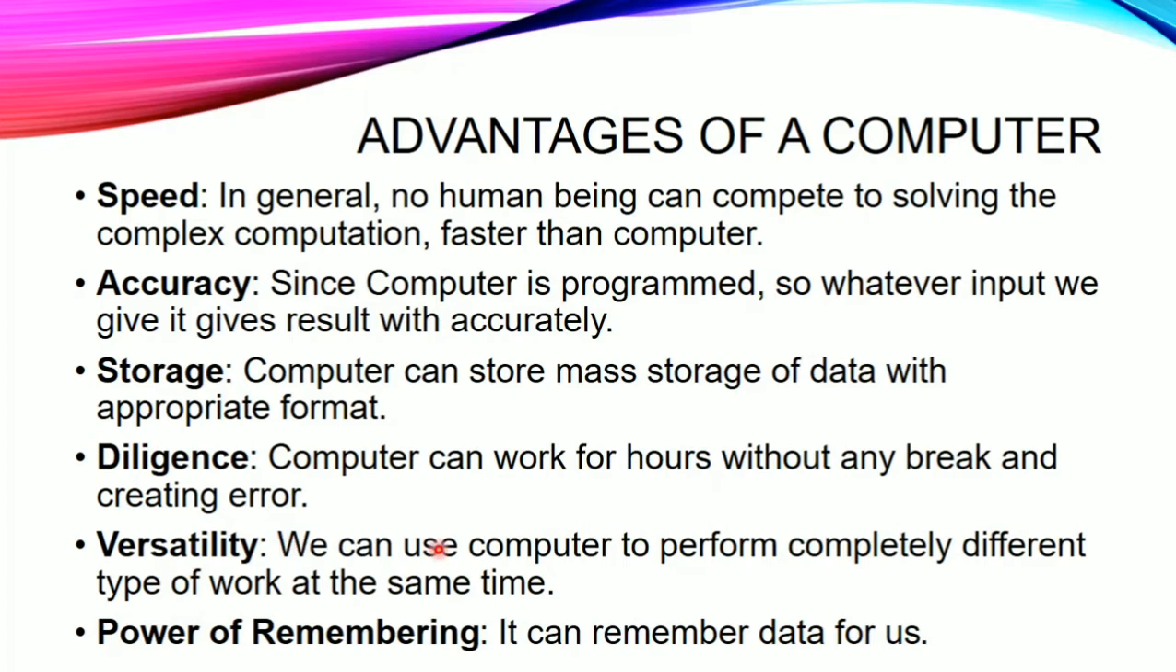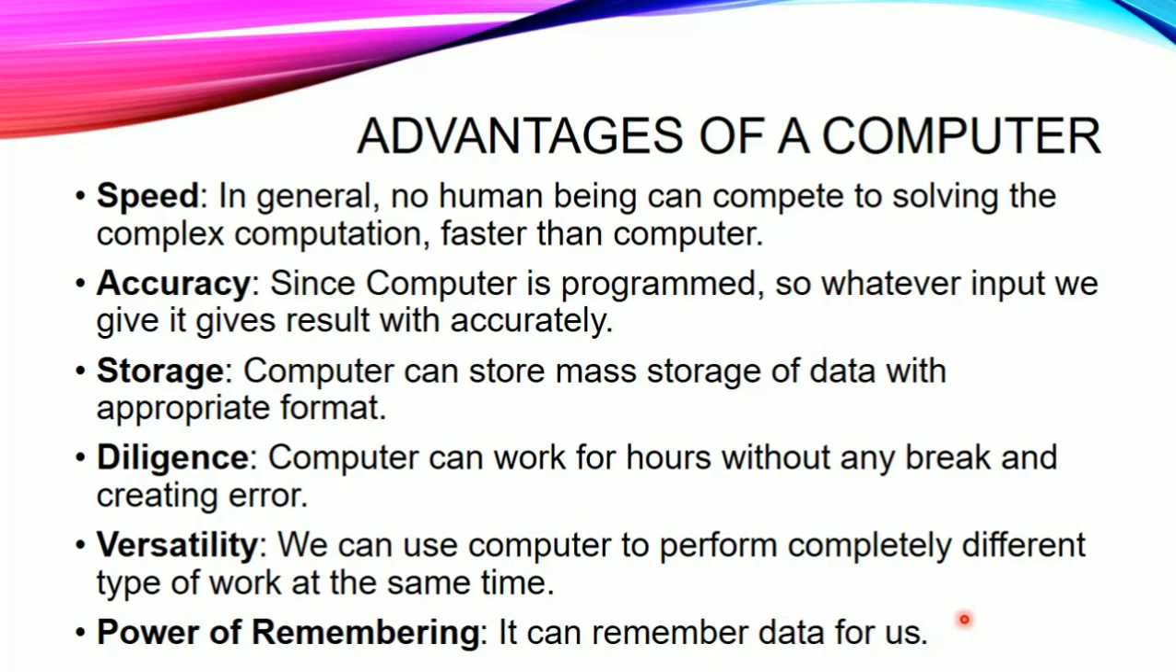Versatility. We can use computers to perform completely different types of work at the same time. It means at the same time you can play a game, play music, watch a movie, download some files, and type something, and your computer will manage all these operations properly without any difficulty. Next is power of remembering. It can remember data for us. Our computer can save our data items so that we can use them in our future requirements.